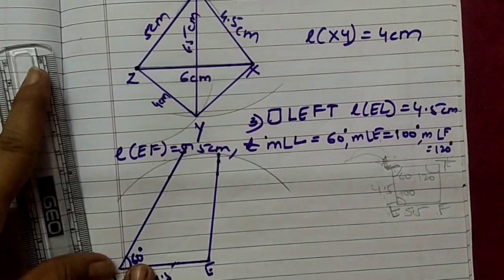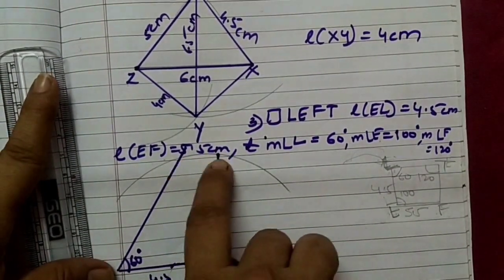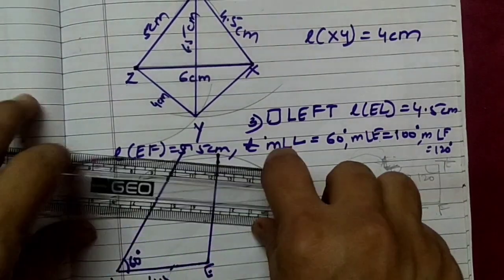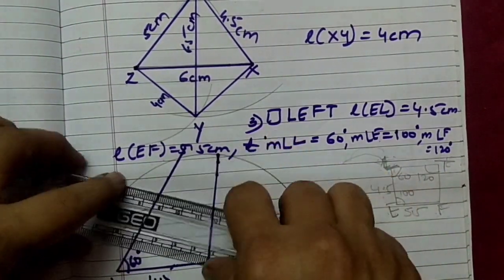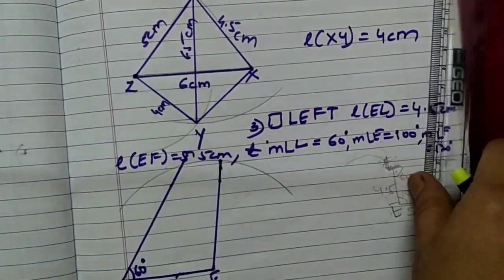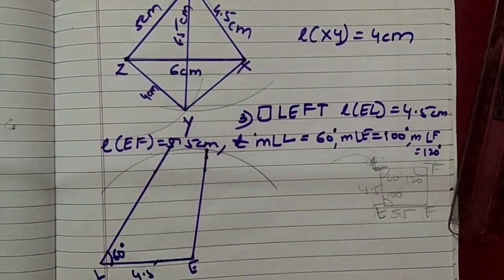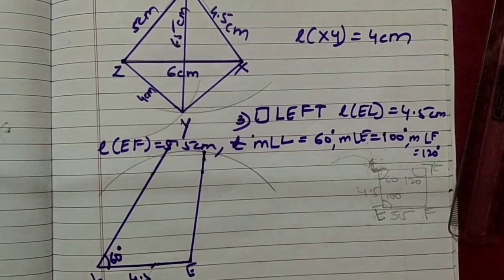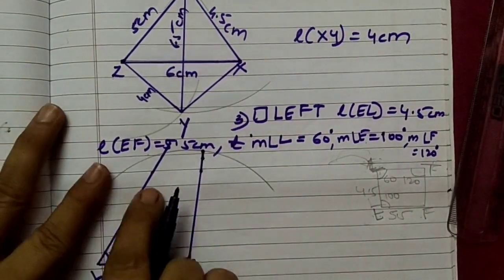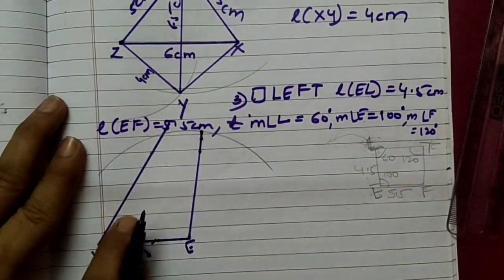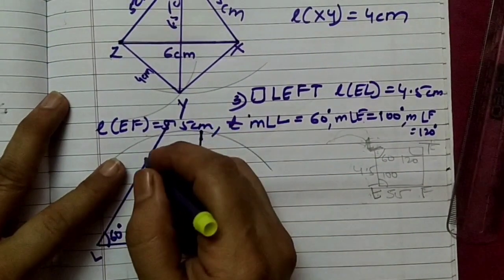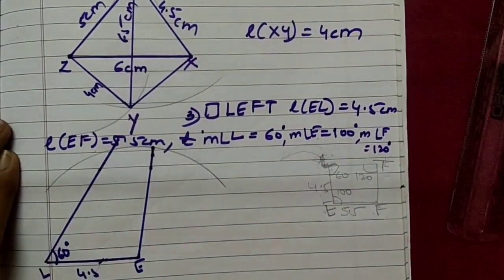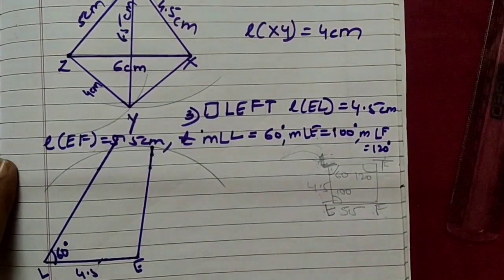Yes, this is 60, this is 100. Now I want an angle of 120 over here. Okay. So what I will do now, directly I don't know from which point to take an angle of 120, because I don't have this point F over here.